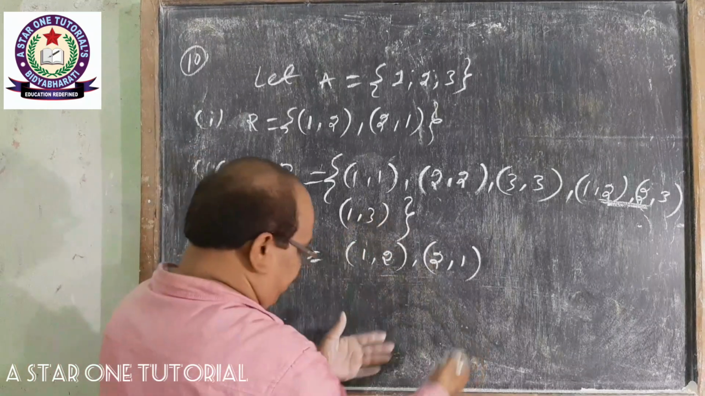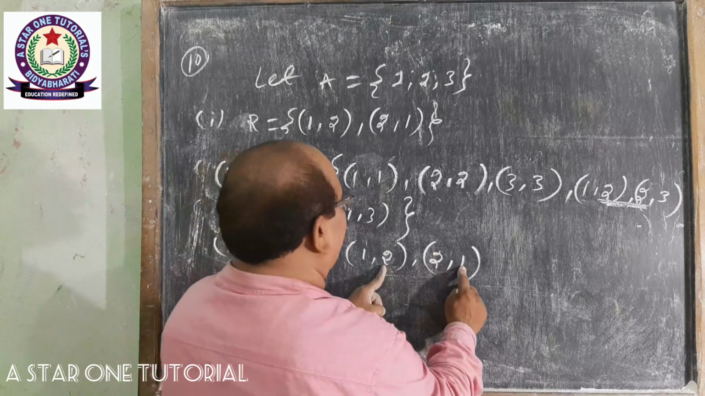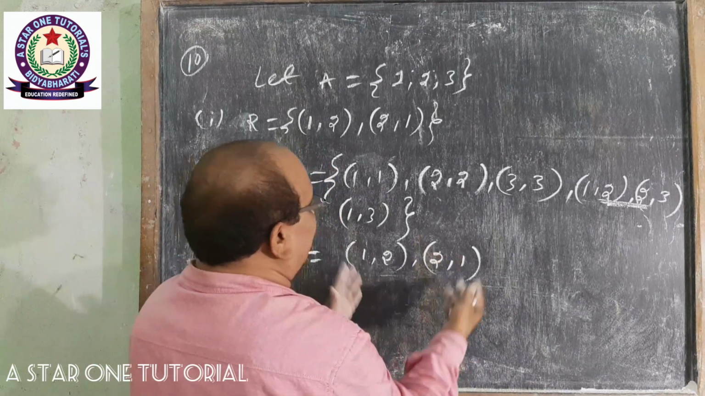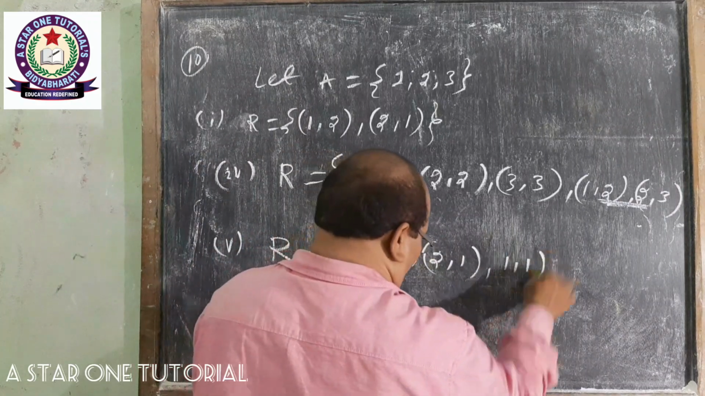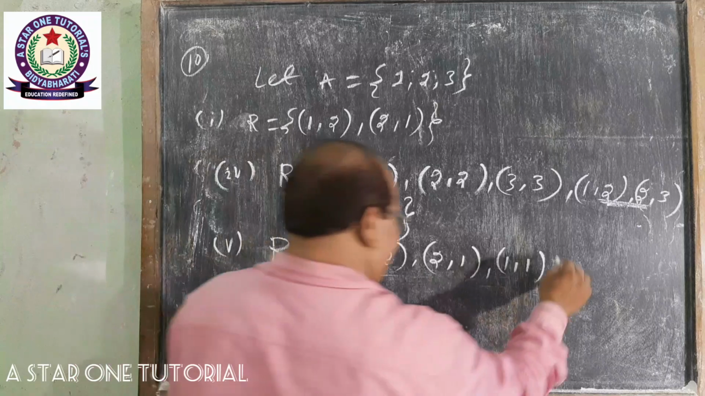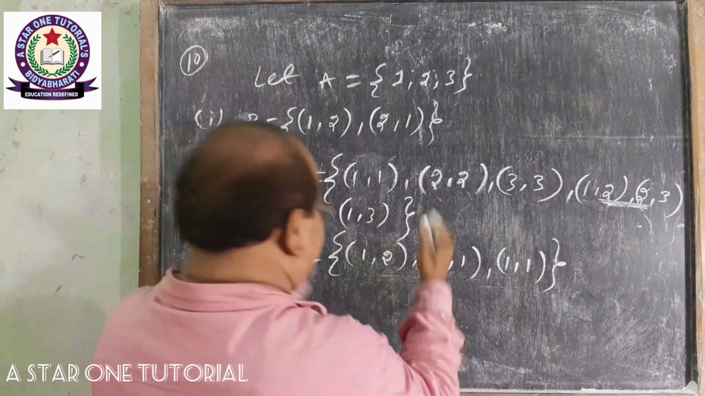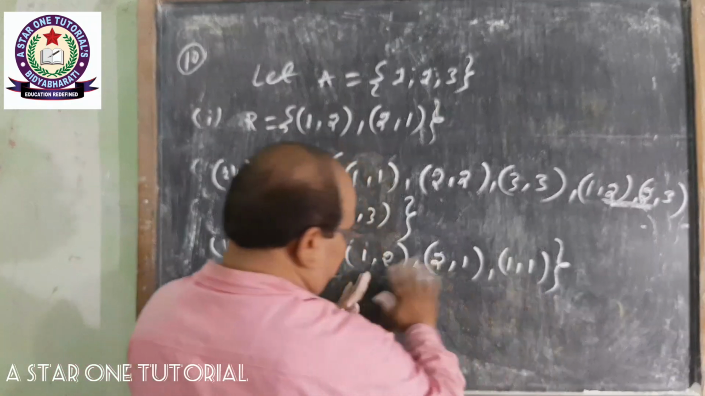For transitive, you see here 1 is related to 2 and 2 is related to 1. So if you cancel 2, then our third pair should be 1 1 for transitiveness. So let us take the element 1 1. Okay? Then take this much only. Here this relation has 3 elements, 1 2, 2 1 and 1 1.